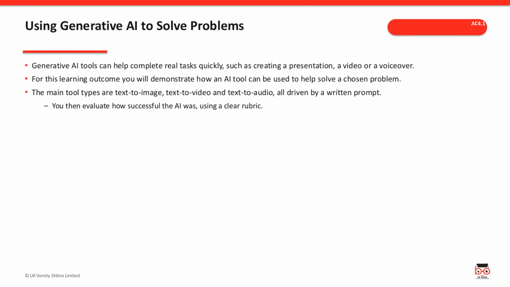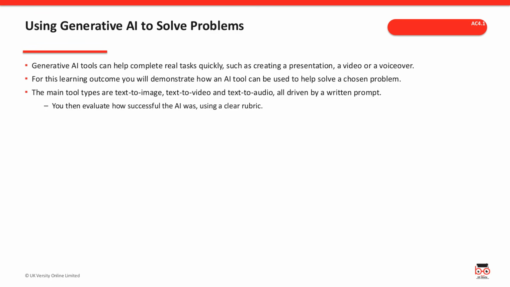Generative AI really comes into its own when you've got a concrete task to finish and not much time. These tools can help you knock together a presentation, a short video, or a voiceover in a fraction of the usual time. The three main types all take a written prompt and turn it into something: text to image, text to video, and text to audio.